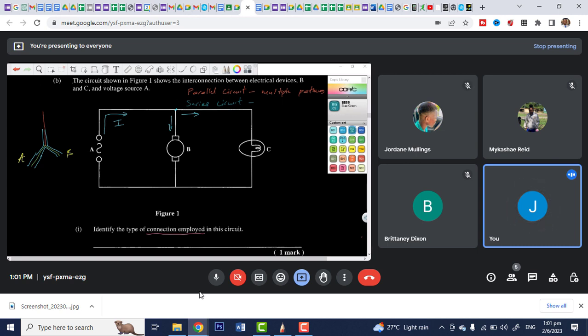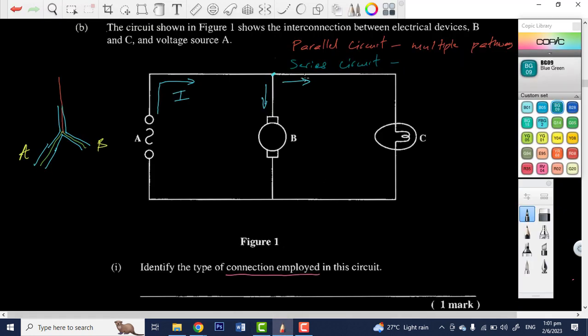Brittany? Flows in one direction. Repeat for me. It flows in one direction. I would be a little more careful with that. Rather than saying direction, I would more so say pathways, right?